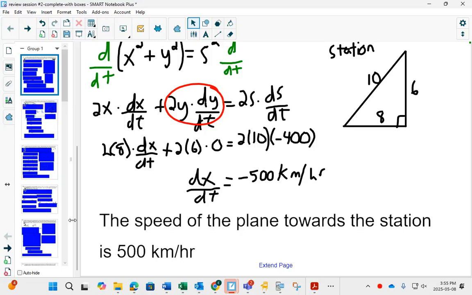And it also shows up as negative because you're getting closer to the station. There's going to be a moment where it's right above the station, and then after that, it's going to be positive again because you're going to be getting further away.